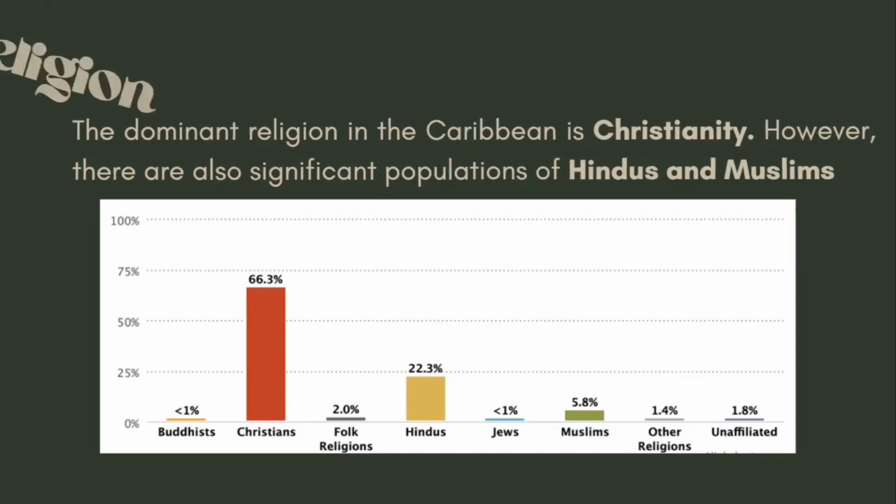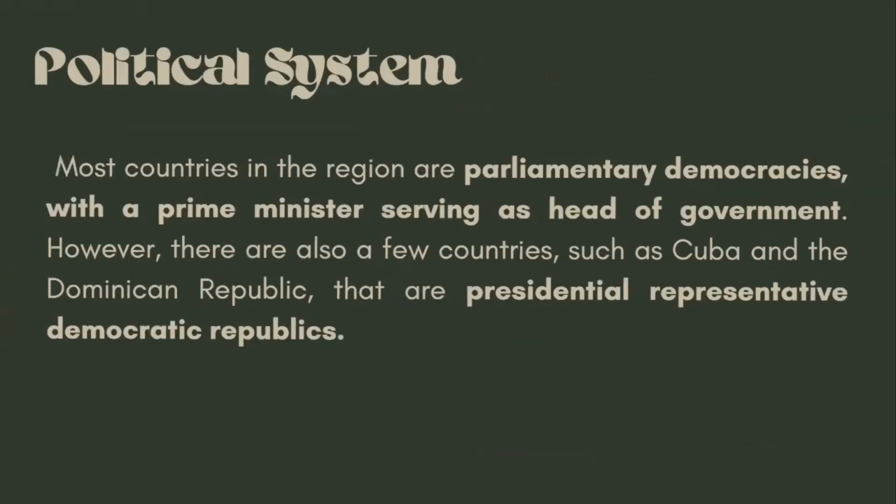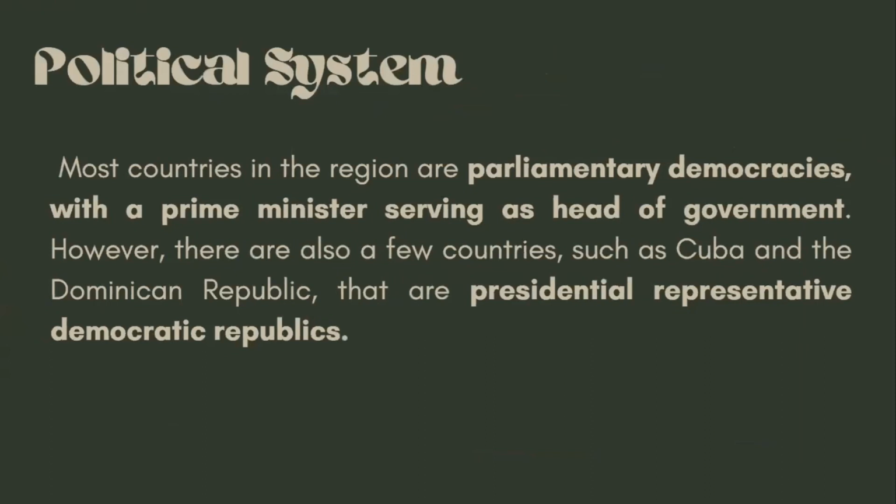Now let's move on to its political system. Now, the Caribbean is actually made up of a mix of independent countries, overseas territories, and also dependencies, each with its own unique political system.